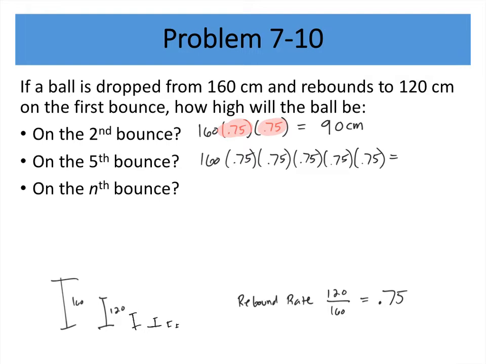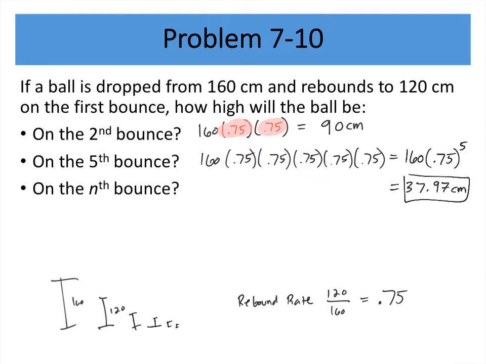Well, we have a simpler way of writing this, and this would be 160 times 0.75 to the power of 5, because it repeated that 0.75 times 5 times. And now, instead of putting in 0.75 five times into my calculator, all I have to do is put in 160 times 0.75 to the power of, and that's the little up arrow, to the power of 5, and it gives me 37.97 centimeters, and I rounded to the nearest tenth. So you can do that too.